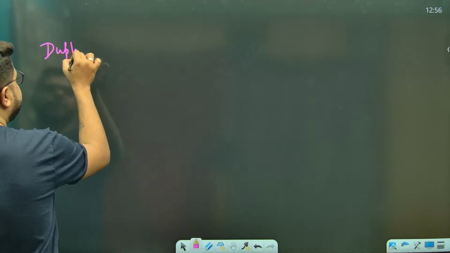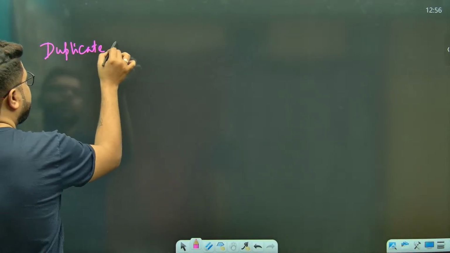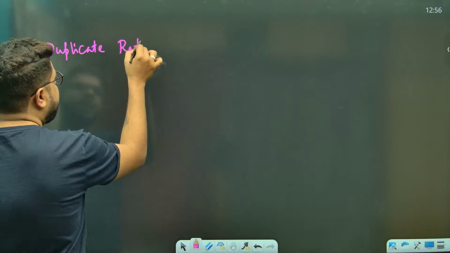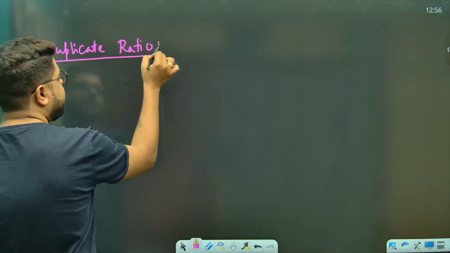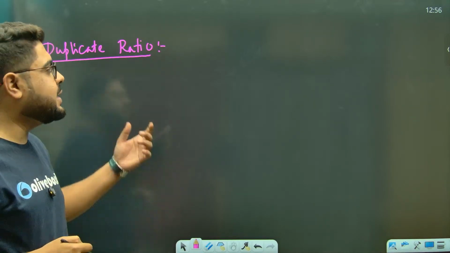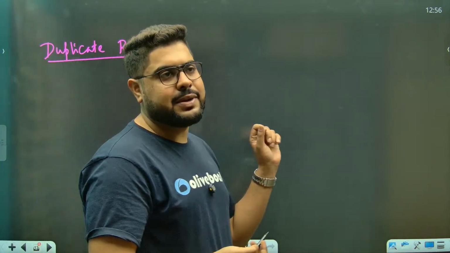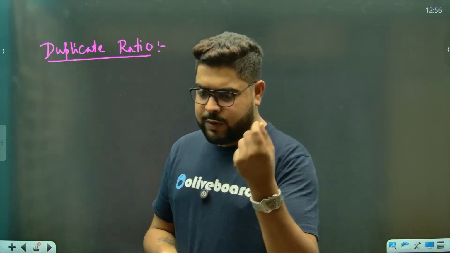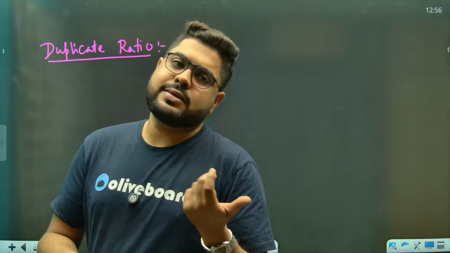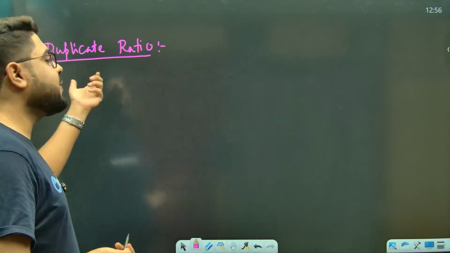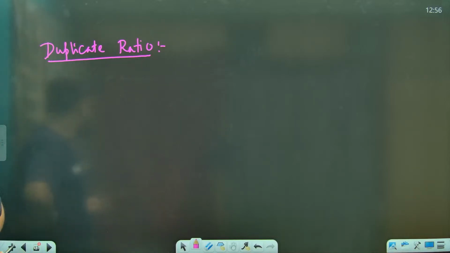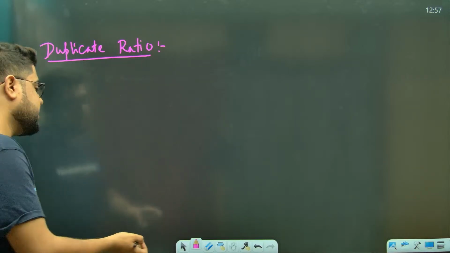Duplicate ratio and triplicate ratio. Because in the RRB exams, they have asked a couple of questions like this. This is not any rocket science. But if you don't know what duplicate ratio is, they will ask you a question and you will give away 1 mark for nothing.